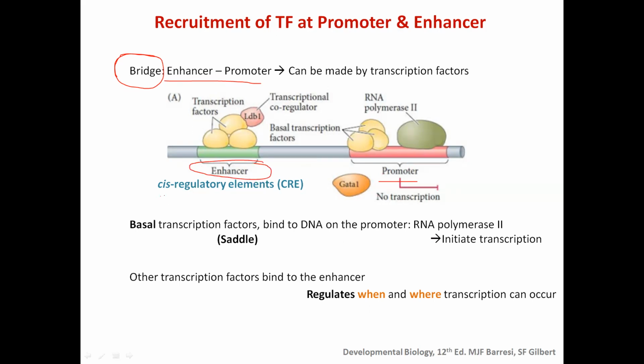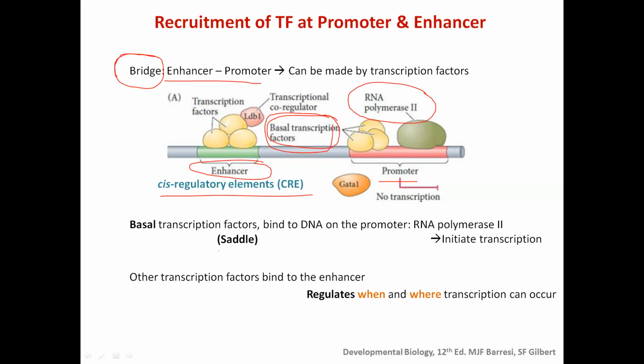This enhancer is also called the cis regulatory element because usually it is present on the same chromosome where the genes are located. There are two types of transcription factors in this case. In fact, there are three, but in this photo there are two. The one is the basal transcription factor that is binding at the promoter site, and the binding of RNA polymerase 2 at the promoter site is made possible because of the basal transcription factor.